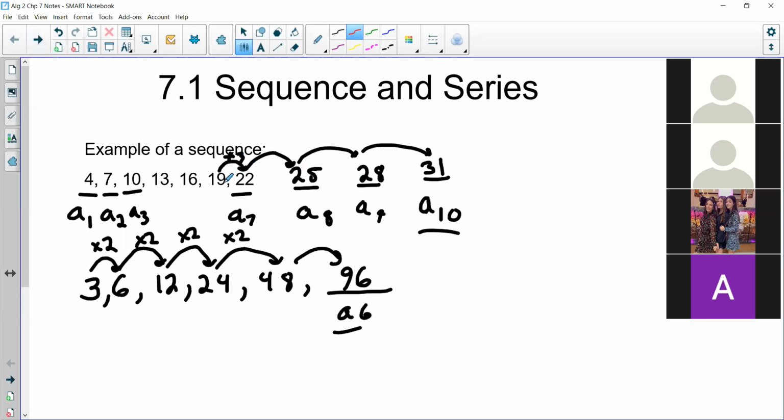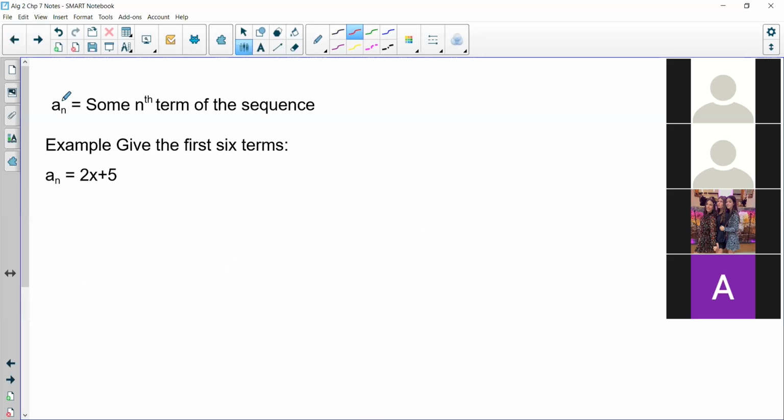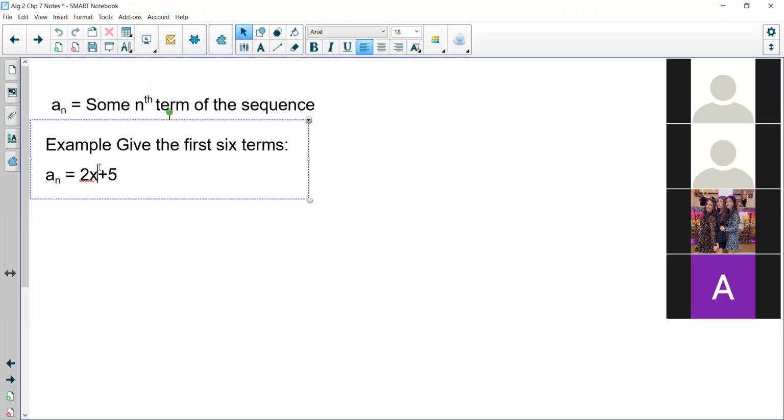So this is if we have the pattern, we could just find what the pattern is and do the next one each time. What we're going to do now is given the equation of the pattern. These equations are just like functions. Just like functions, they should have the same variable.